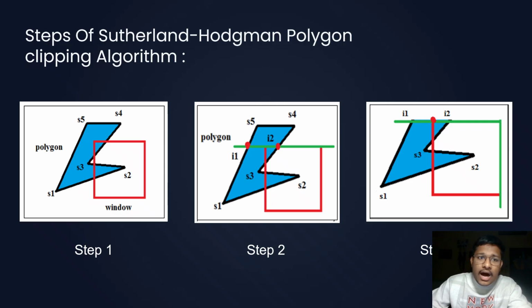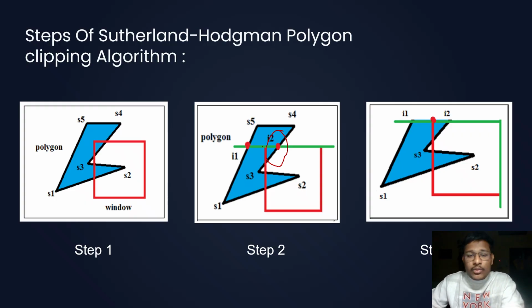Now we'll see how our algorithm works. What are the steps involved in the Sutherland-Hodgman polygon clipping algorithm? We'll take an example. Here we have a polygon and a window like this, and we have to clip our polygon to fit into our window. We start from the top edge. We have to clip the line S4 to S3, which is cutting our top edge. The line is going from outside to inside and then outside. So we'll name this intersection point I2.